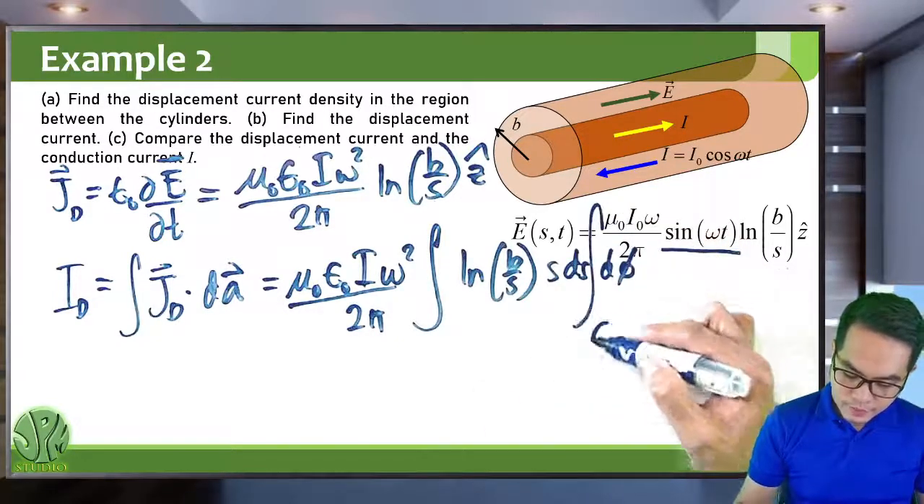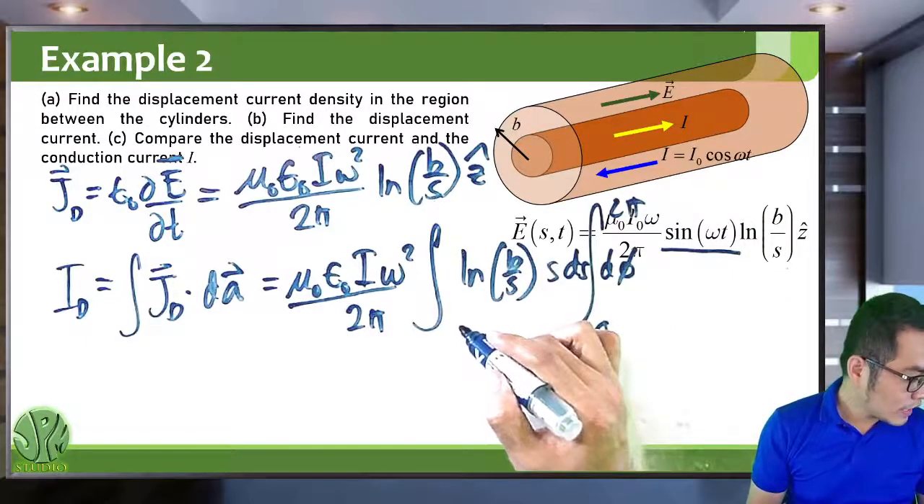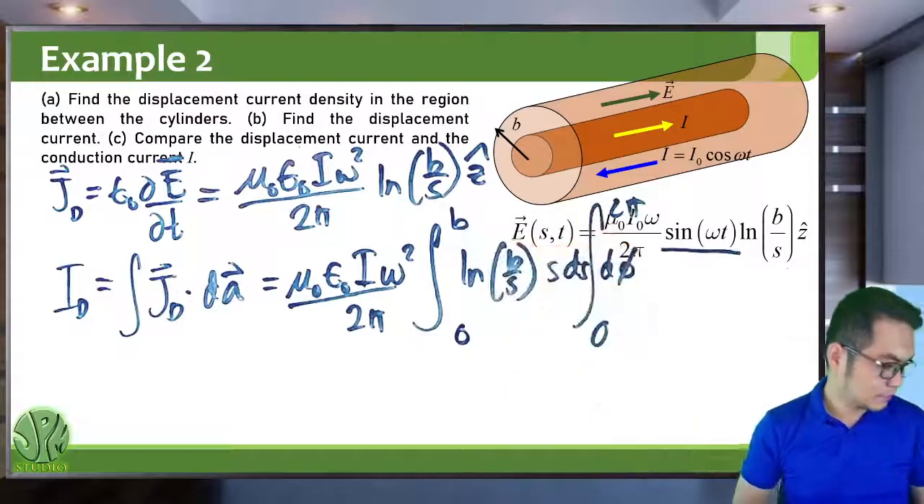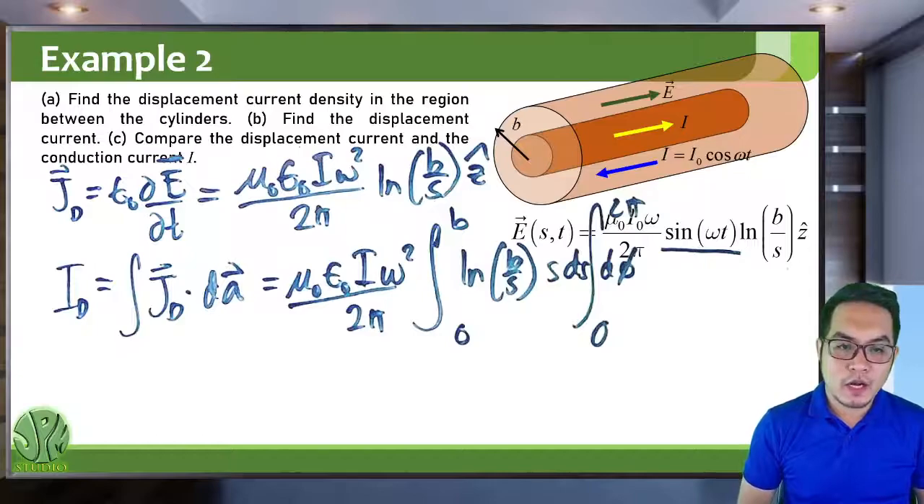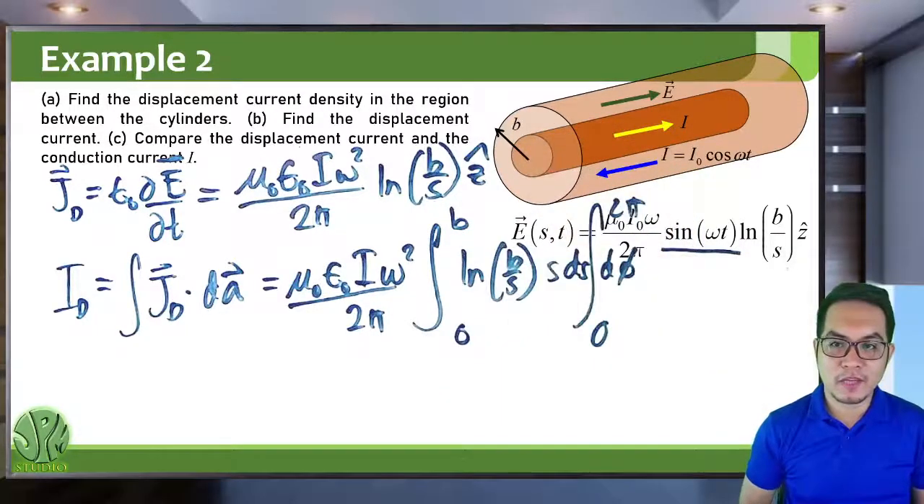So d phi is from 0 to 2 pi. S is from, in this case, 0 to B. So our displacement current is defined from 0 to B. We'll assume that the radius of this inner cylinder is very, very small, very negligible. Okay, so from 0 to B, and phi is from 0 to 2 pi.